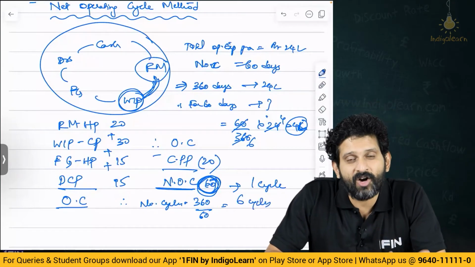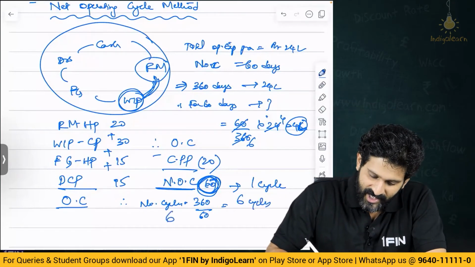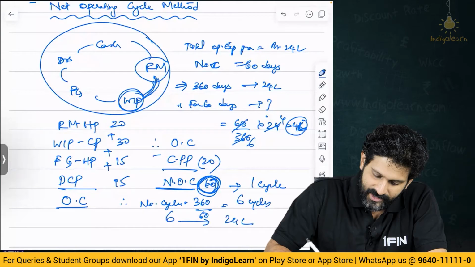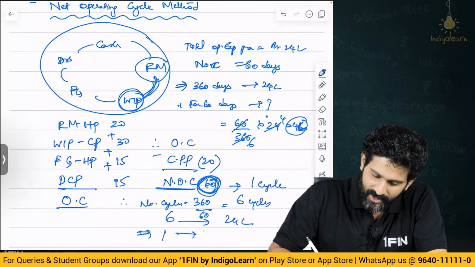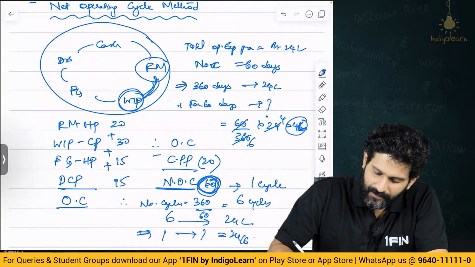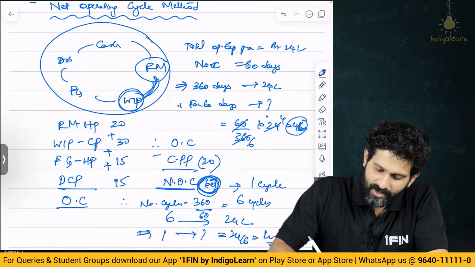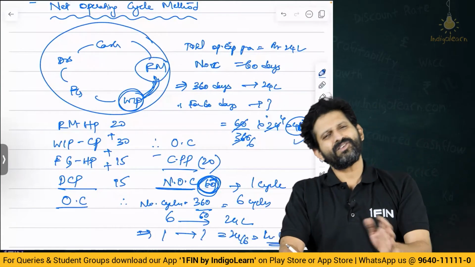Then for one cycle how much? Very simple. So for 6 cycles it is 24 lakhs. Implies for one cycle how much? 24 by 6. Again same rupees 4 lakhs. This is also another way of computing.